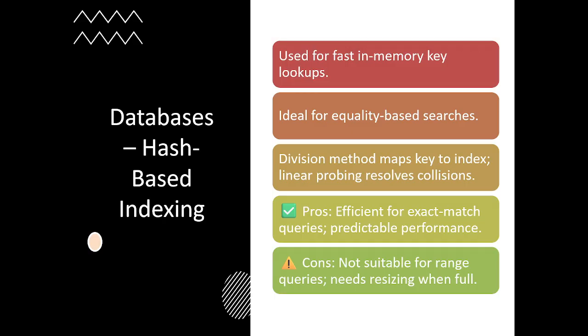Another real world example is databases. The keys are used for fast in-memory key lookups. These are for equality based searches. The division method maps keys to an index and the linear probing resolves collisions. In this case, the pros are that it is efficient for exact match queries and has predictable performance, but the cons are that it's not suitable for range queries and needs resizing when full.